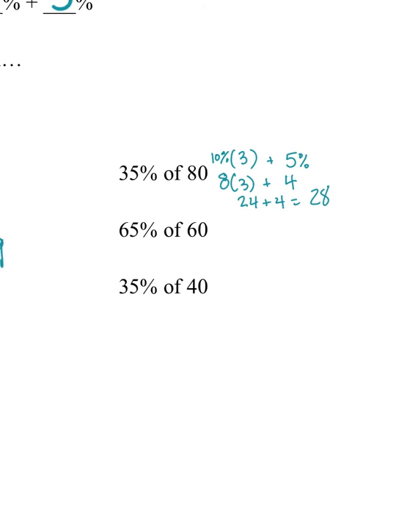Okay, this next one, 65% is 10% times 6, right? Plus 5%. So I'm going to figure out 10% first. 10% of 60 is what? 6. So if 10% is 6, 5% would be 3. Now I'm going to multiply the 6 times 6 because I wanted 60%, not just 10%. And I'm going to get 36 plus 3 is 39.